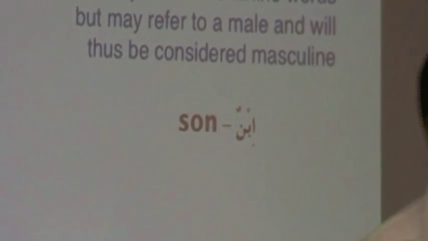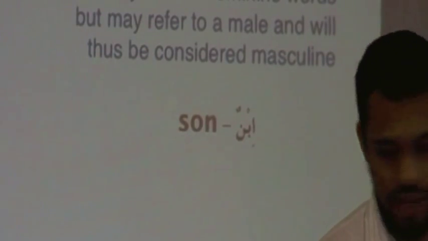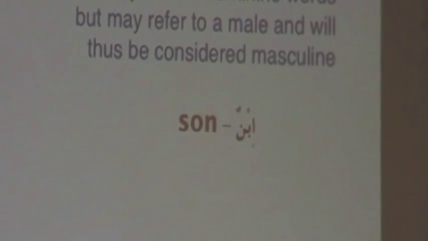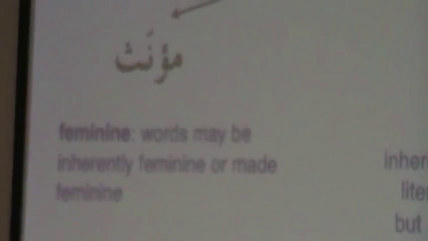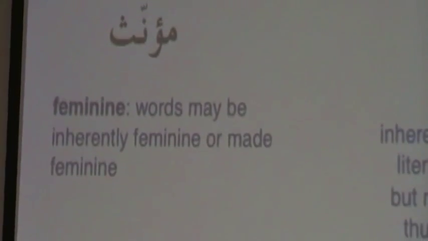So we have mudhakkar, which means masculine. And we have mu'annath. Say mu'annath. Mu'annath means feminine. So there we had a masculine son and a feminine daughter.